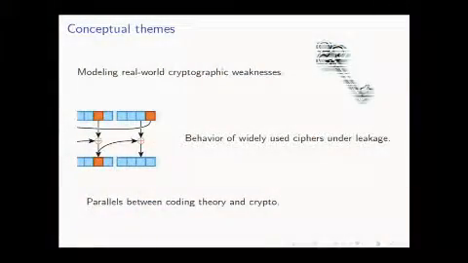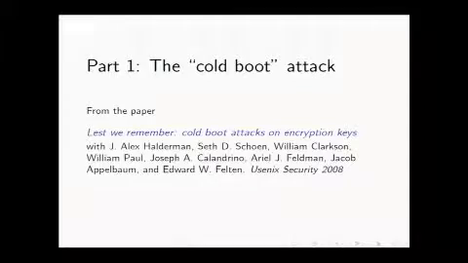So, and then here's sort of a conceptual map of what I'm going to be talking about. So there's a few themes that are going to be running through this. One of them is sort of modeling the real world in cryptography. Another one is sort of looking at the actual behavior of some widely used ciphers under leakage. And the third one, which sort of runs all the way through this, is looking at parallels between coding theory and cryptography. So the first part of this talk is the cold boot attack. And this was done with a very large number of authors, some of them at Princeton and some of them not at Princeton.